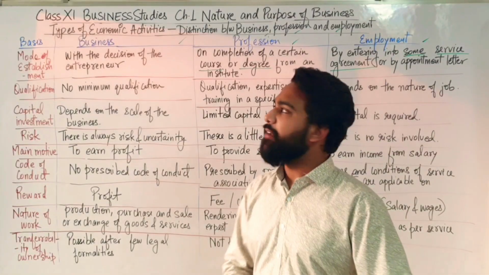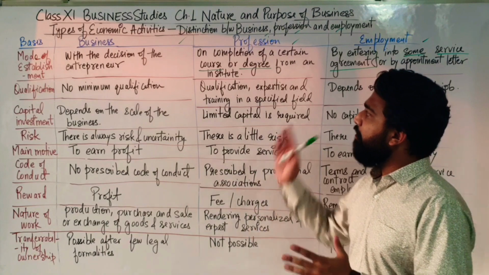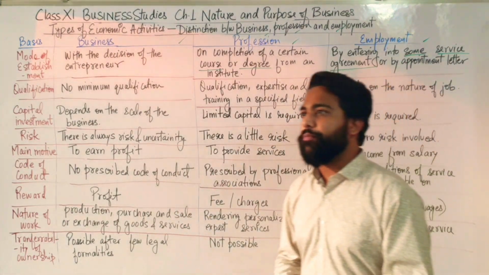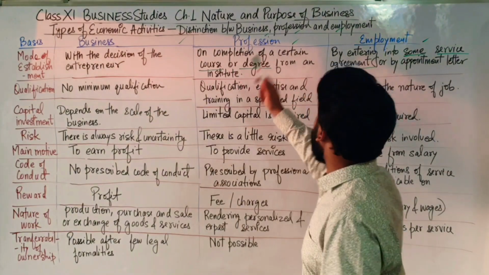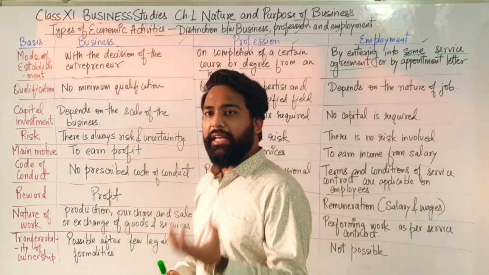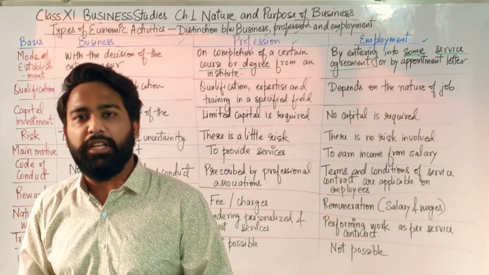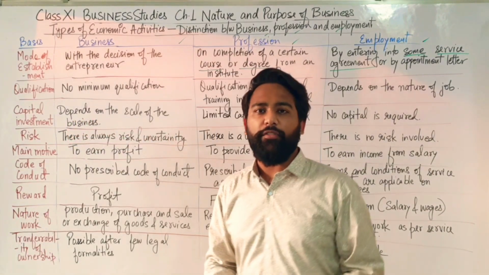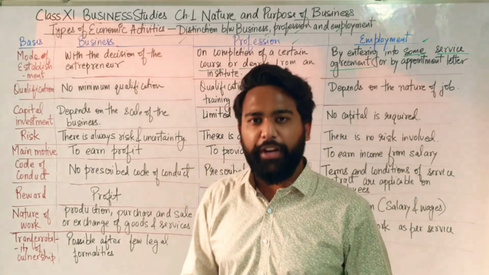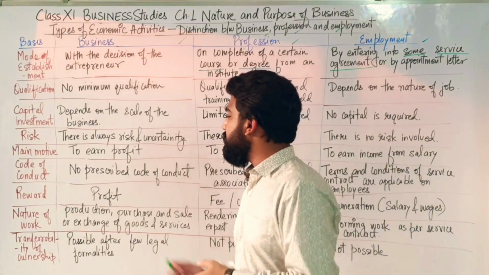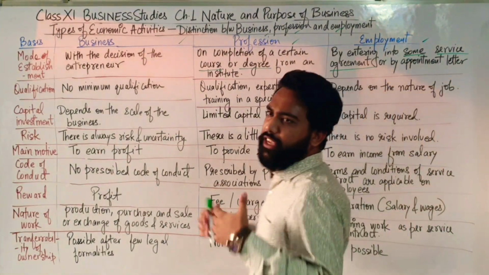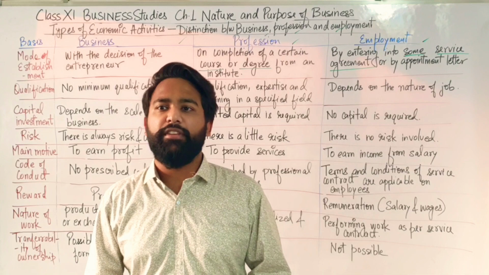Friends, it's time for the next topic, which is types of economic activities. Types of economic activities are business, profession, and employment. You know what is business? Business means to start producing something in return for the income or profit. In the business, we do production, we purchase, we sell, or we exchange goods and services.